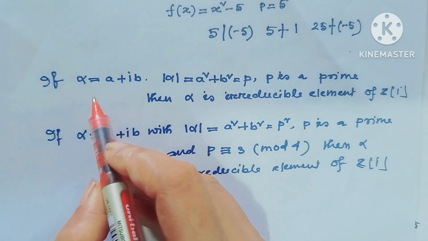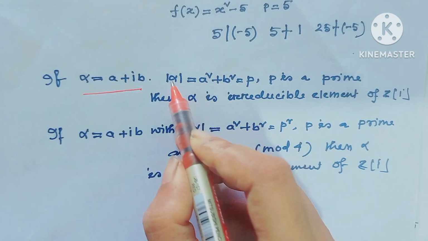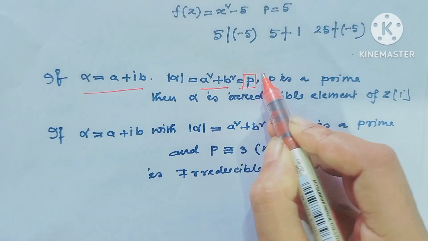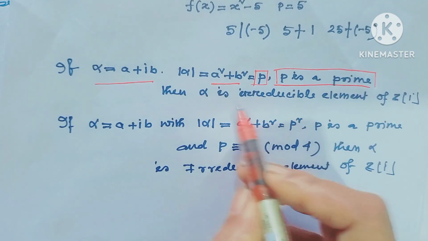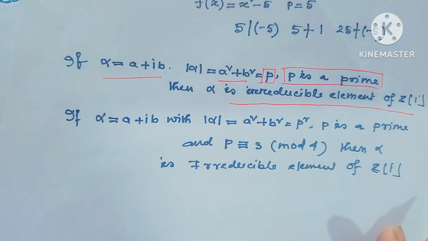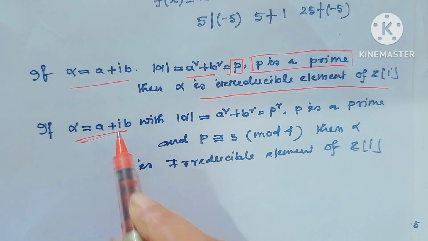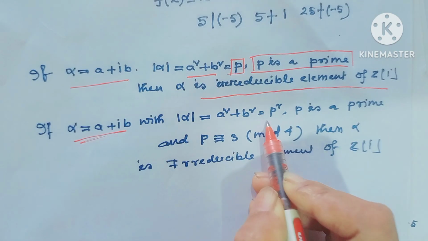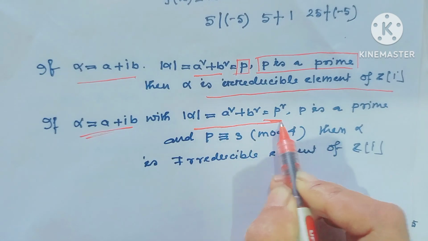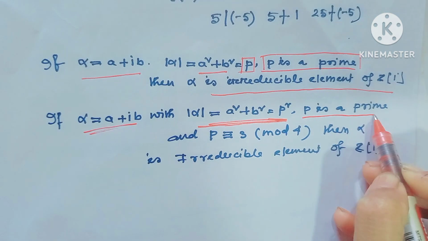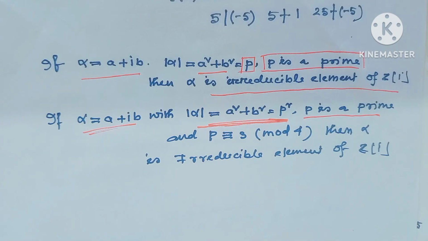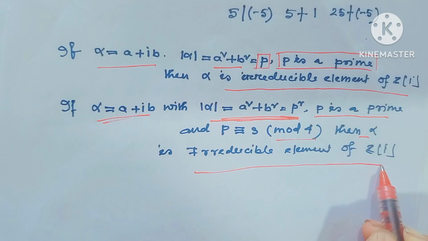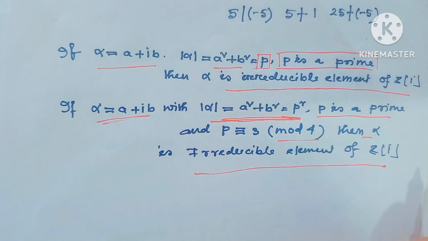If alpha equals a plus ib and mod alpha equals a square plus b square equals p, where obviously this p is a prime number, then alpha is an irreducible element of Z[i]. Similarly, if alpha equals a plus ib with the condition mod alpha equals a square plus b square equals p square, where p is a prime number and p is congruent to 3 modulo 4, then this alpha is an irreducible element in Z[i], and this is the shortcut.